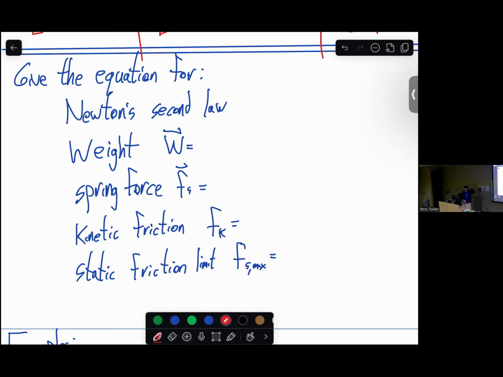Okay, anyway, these are sort of know it or you don't. 3 minutes for this. Do it yourself, check with your neighbor. And what will these be?